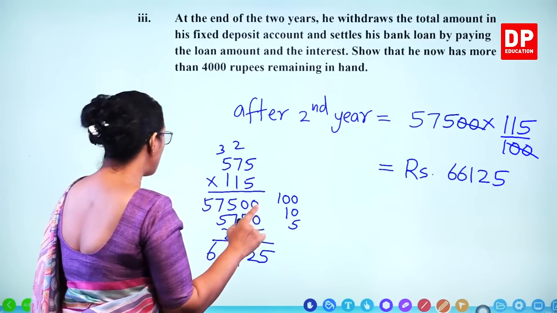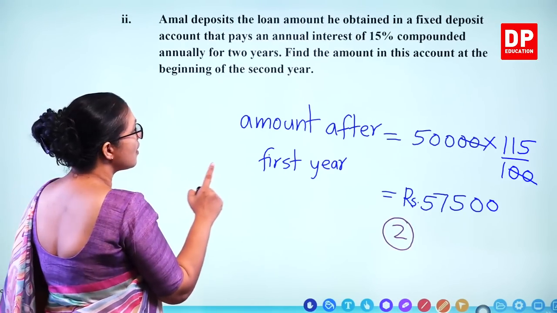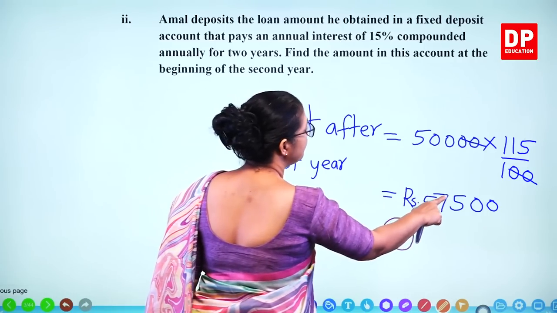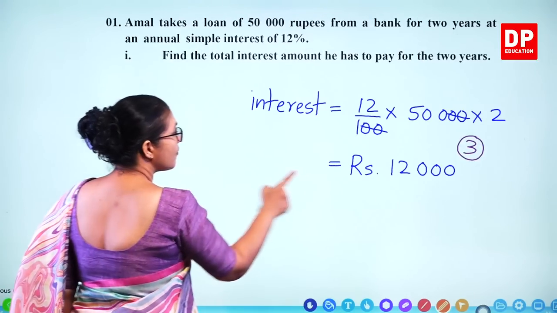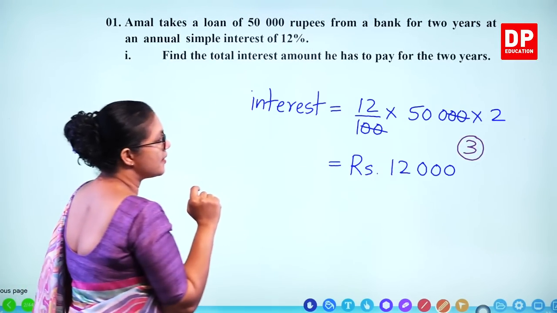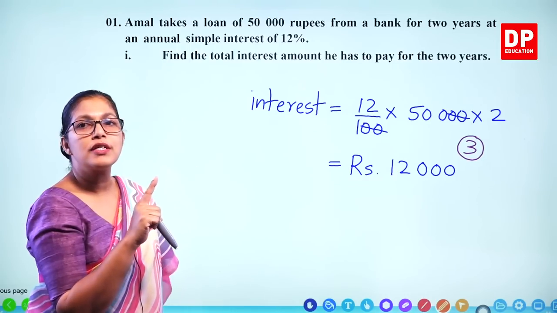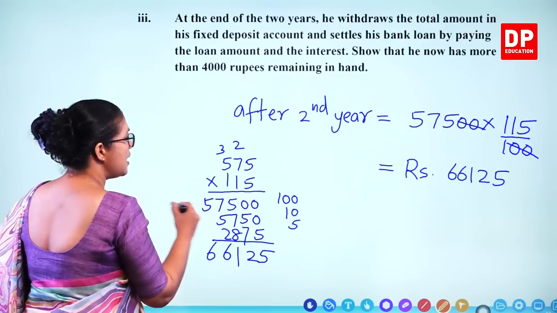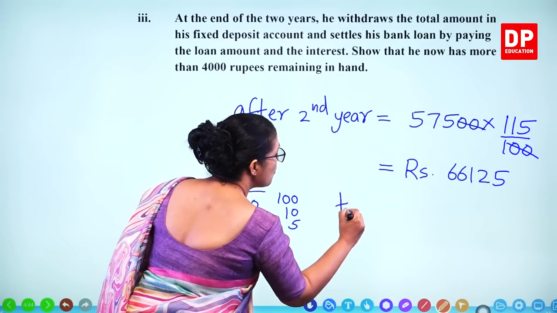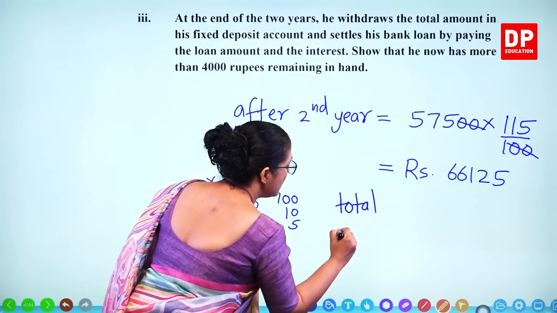And now after this, he is settling his bank loan and the interest. So what's the amount there? So he needs to pay 12,000 and the loan amount is 50,000. So we have to find out the total amount he needs to pay.